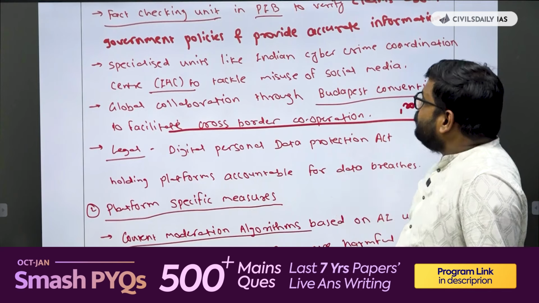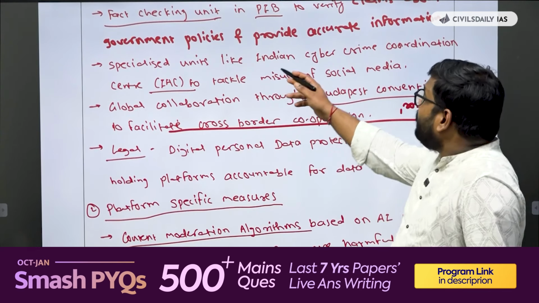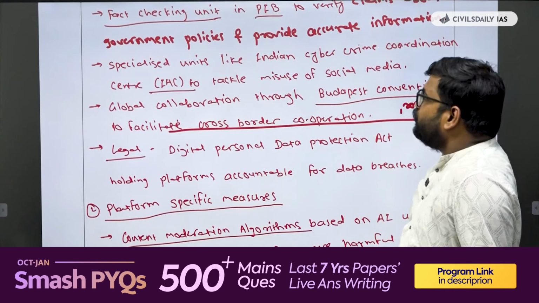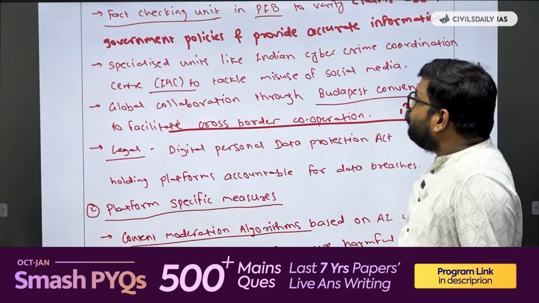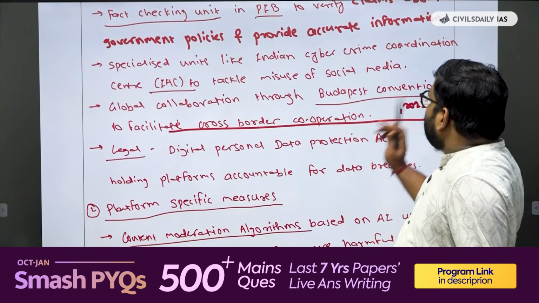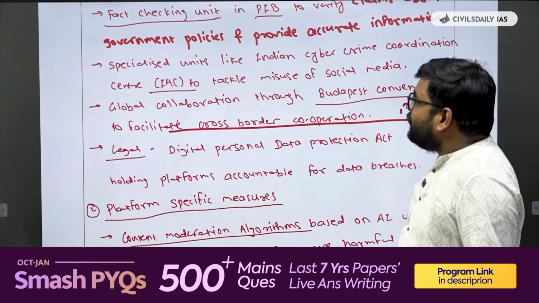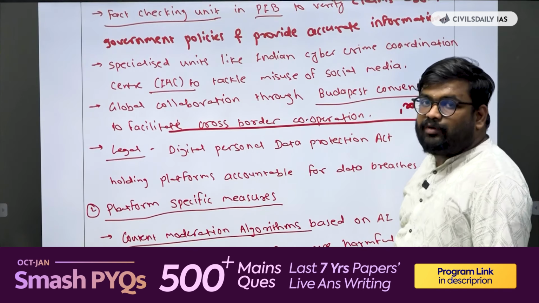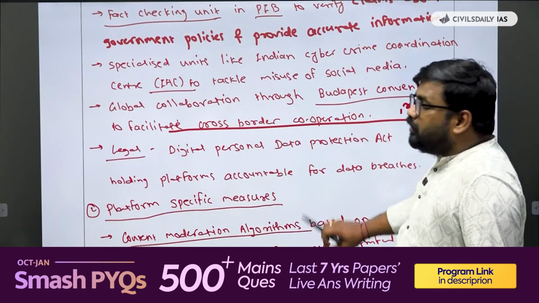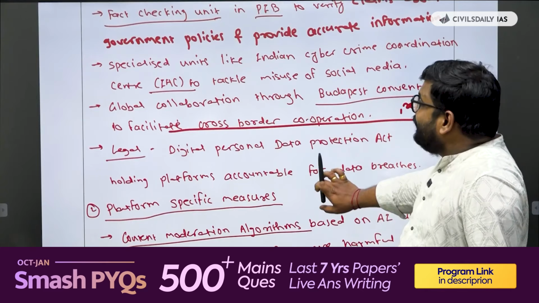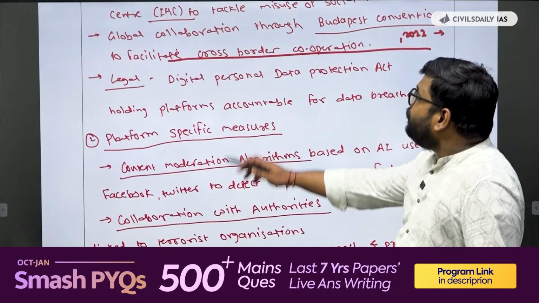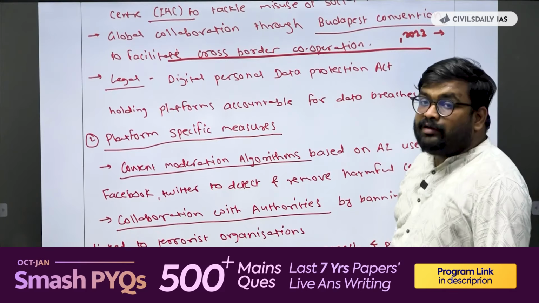Then specialized units, the institutional aspect, like the Indian Cybercrime Coordination Centre, I4C, to tackle misuse of social media. Global collaboration through the Budapest Convention to facilitate cross-border cooperation between law enforcement agencies. Then legal: the Digital Personal Data Protection Act, holding platforms accountable for data breaches.